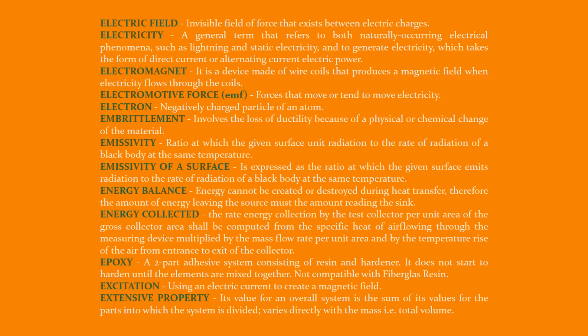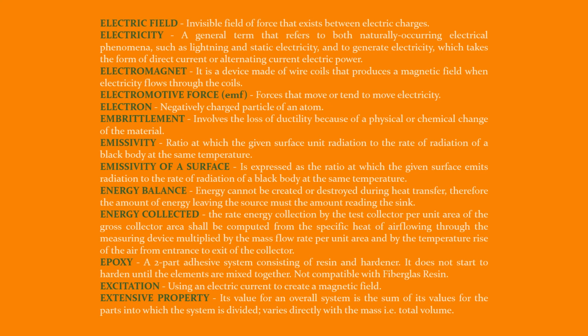Embrittlement. Involves the loss of ductility because of a physical or chemical change of the material. Emissivity. Ratio at which the given surface emits radiation to the rate of radiation of a black body at the same temperature. Emissivity of a surface is expressed as the ratio at which the given surface emits radiation to the rate of radiation of a black body at the same temperature.